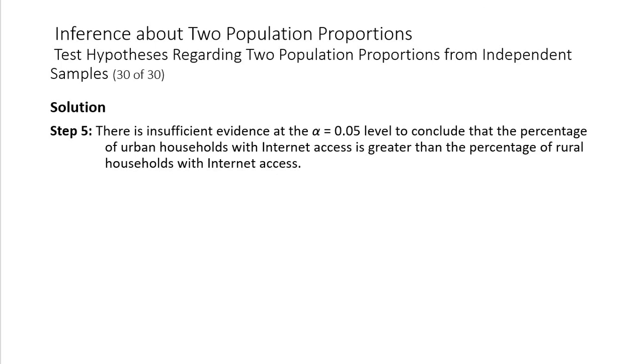So the conclusion for this test is we say that there is not enough evidence, or there is insufficient evidence, at alpha equal to 5% level of significance to conclude that the percentage of urban households with internet access is greater than the percentage of rural households with internet access.